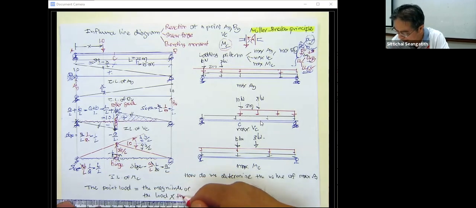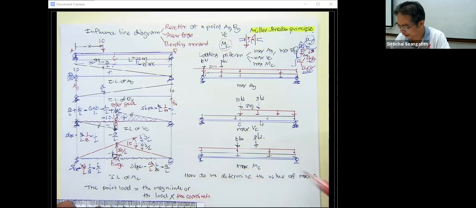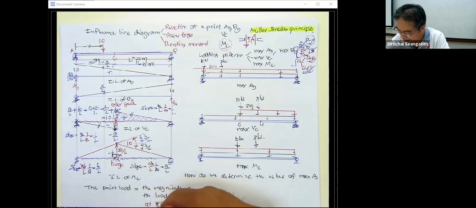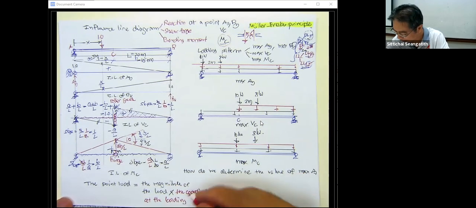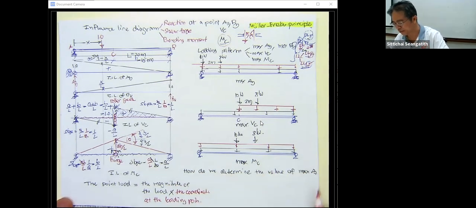Time the coordinate at the loading point. Loading point. That's the way we determine it.